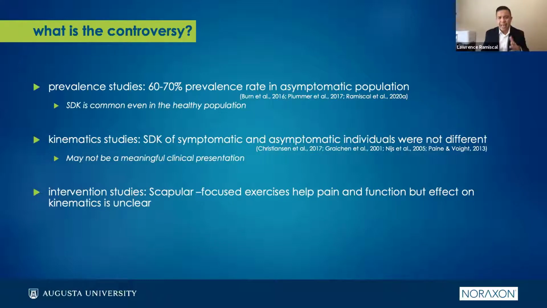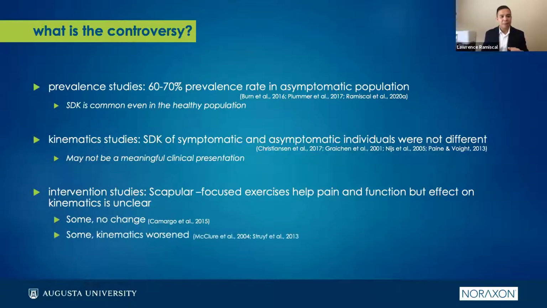But when it came to the kinematics, it was very unclear. What I'm saying is that the exercises in these studies helped the pain and the function, but did not necessarily affect the kinematics or the movement that scapular dyskinesis defines as abnormal. Some of them had no change, and apparently for some of them, when they remeasured the kinematics, it worsened. So what does that mean? It means that kinematics might not be responsible for pain and functional limitation. They might not be related at all.